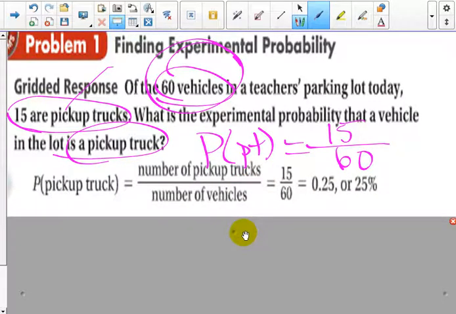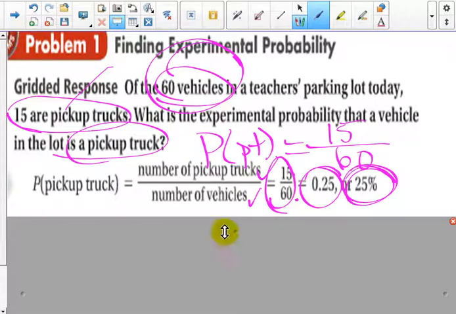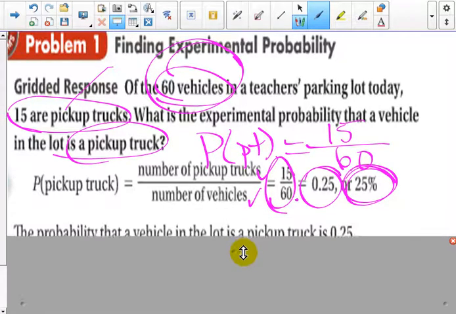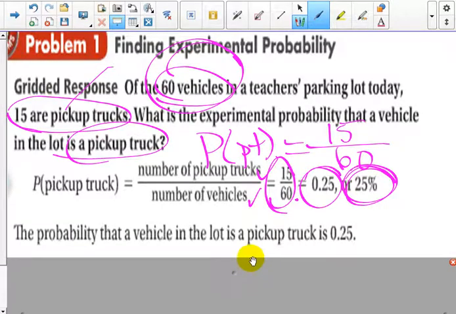So there it is. P of pickup truck is equal to number of pickup trucks over the number of vehicles, which was 15 over 60, which is 0.25 or 25%. So you'll see it all these ways. On a test, before you start simplifying, you might look at your answer choices before you start turning it into a percentage, because it could be in decimal form or fraction form. So you'll say the probability that the vehicle in the lot is a pickup is 25% or 0.25. Any questions over that?